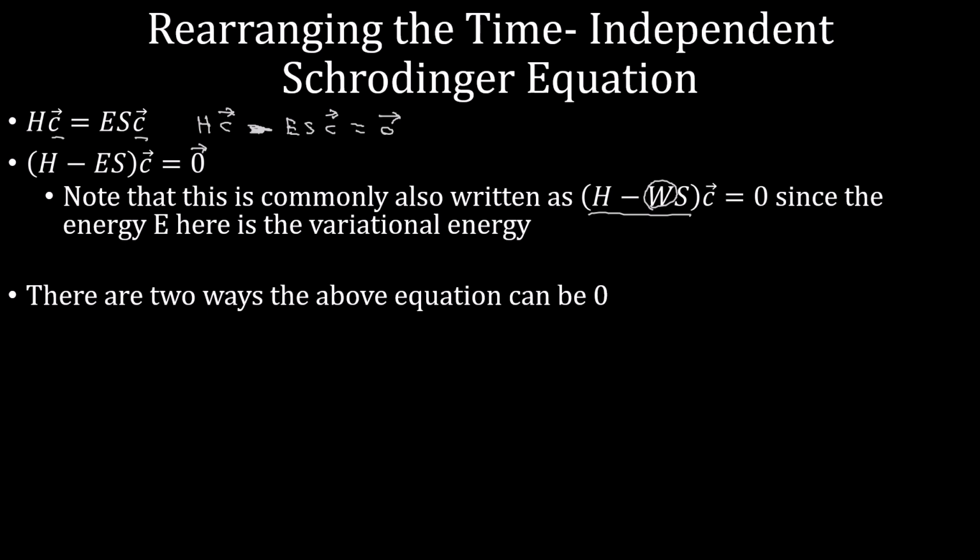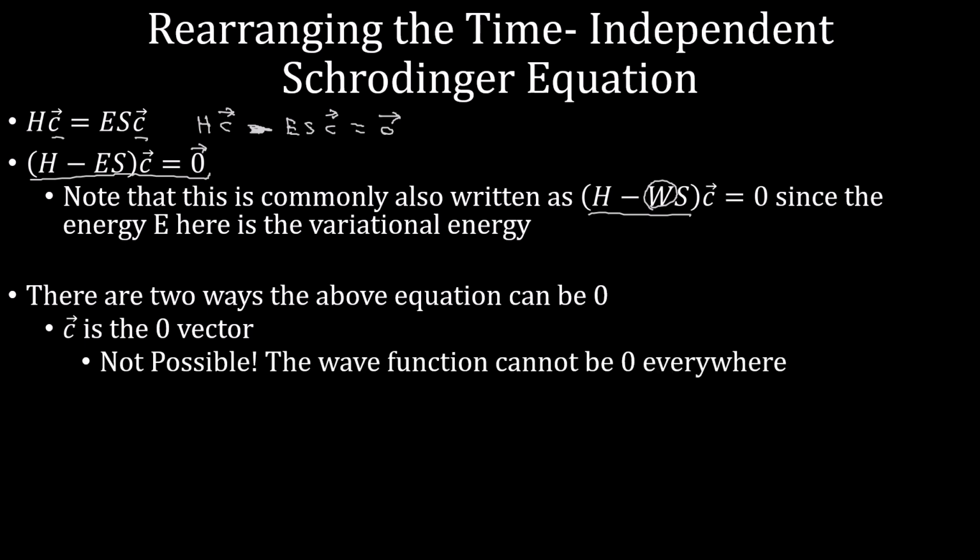And now there are two ways our above equation, referring to this here, can be 0. One way is we could have the coefficient vector be the 0 vector. However, since our wave function is composed of these coefficients times our basis functions, that would mean that the wave function itself is entirely 0. And that's not possible, because the wave function cannot be 0 everywhere, because we know our electron or our particle has to exist somewhere.